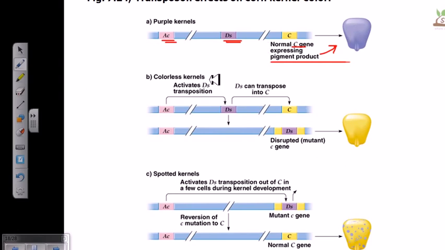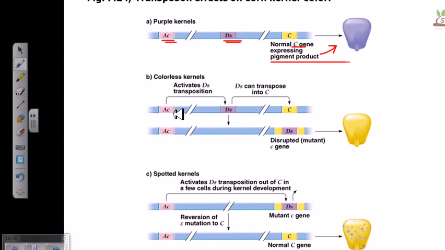Now what happens when transposition occurs from this place? The dissociation transposon cannot transpose on its own, so it needs the help of other transposable elements. It needs the enzymes transposase, resolvase and so on, and those enzymes are provided by the activator transposon, which is placed earlier.